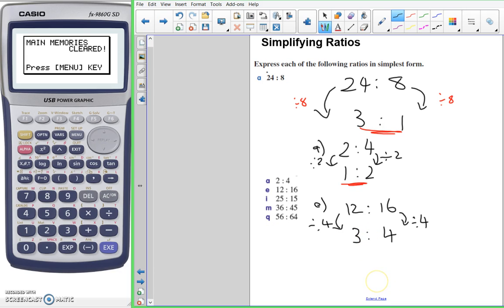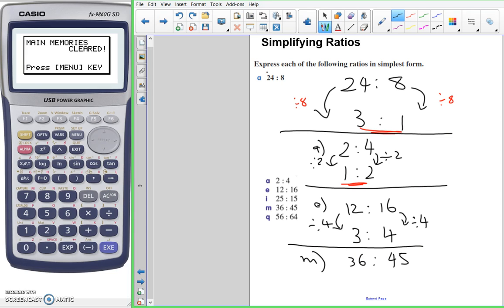Now, if we want to have a look at a more difficult one here, we could look at M, I reckon. We'll have a look at M. So you've got 36 to 45. So we need to find a number that can both be divided by. So once again, we are going to find a number. So 36, does it go into 45? No, it doesn't.